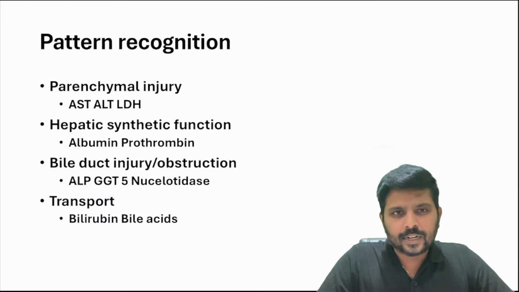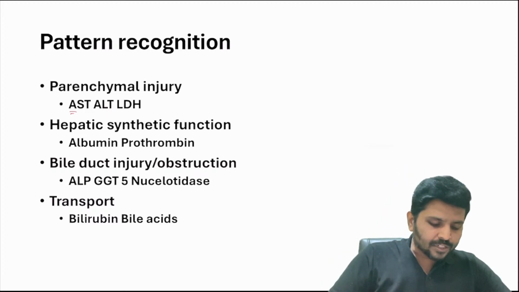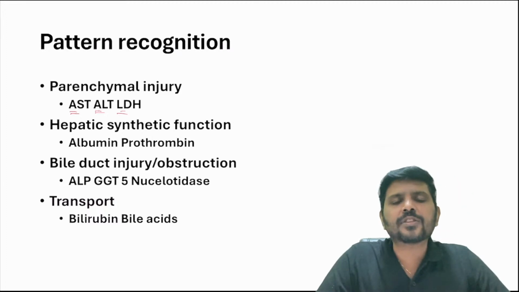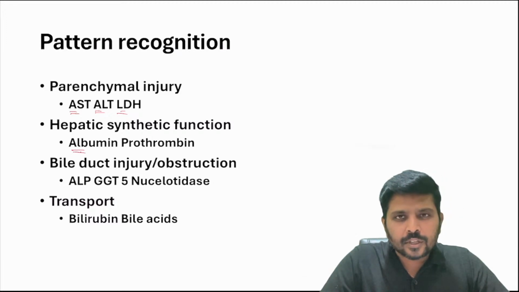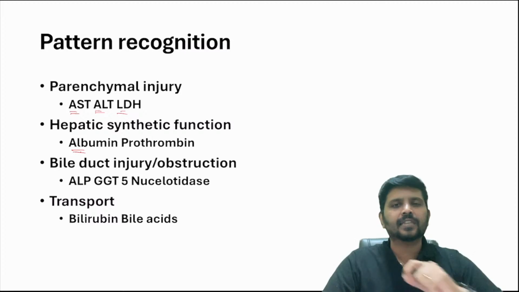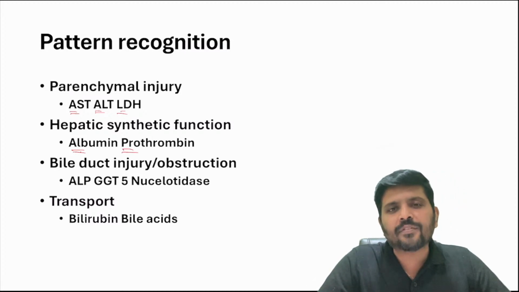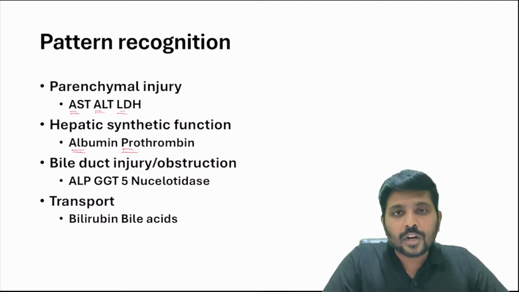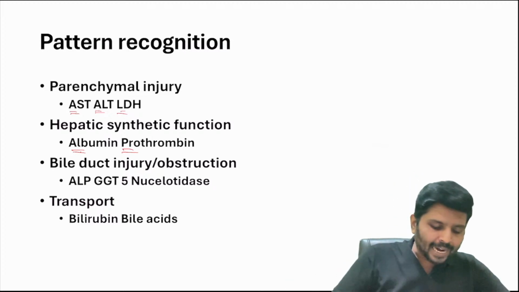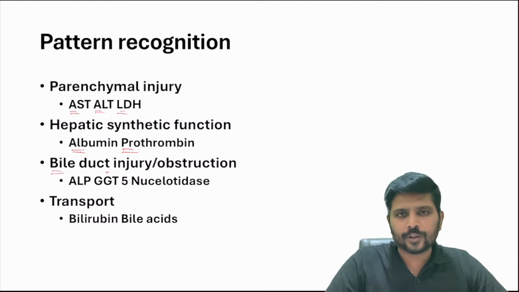As we discussed already, let us club together each and everything. Your AST, ALT and LDH, if it is increased, it indicates parenchymal injury. And if albumin is decreased, chronic synthetic function of the liver is affected. Whereas if your prothrombin time is increased, it is acute liver injury, because prothrombin has got shorter half-life, albumin has got longer half-life. And your bile duct injury is represented by alkaline phosphatase, GGT and 5-nucleotidase.